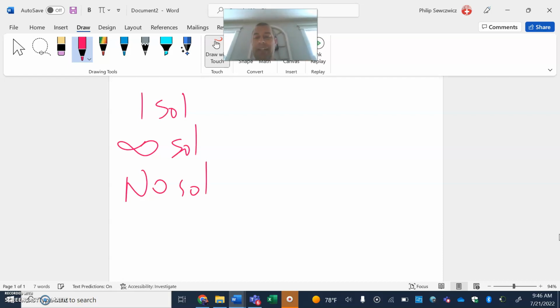So the idea here is one solution means that our lines are going to cross each other. They are going to intersect and they're going to meet at a point. All right. Infinite solutions means that they are going to be the same line.